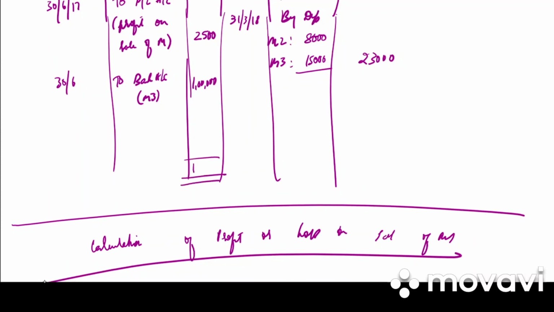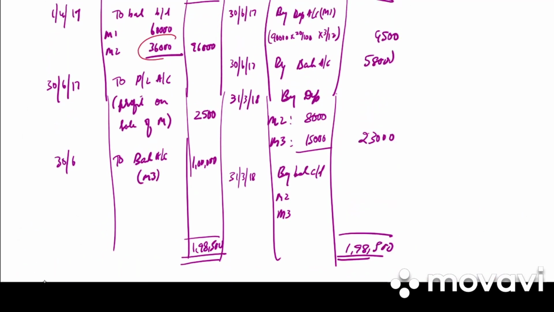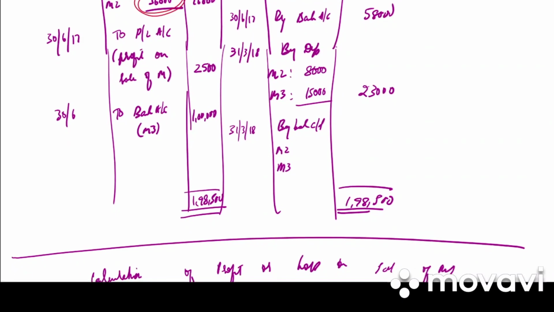So what is the total? 1,98,500. 31st March 2018 by balance carried down. Machine 2, machine 3. Machine 2 will be 36,000 minus 8,000, that is 28,000, and machine 3 is 1 lakh minus 15,000, that is 85,000. We get 1,13,000. On 1st April 2018, again to balance brought down, 1,13,000.